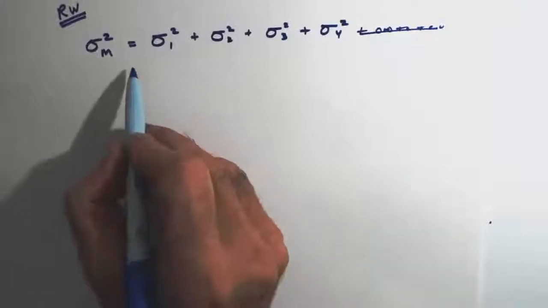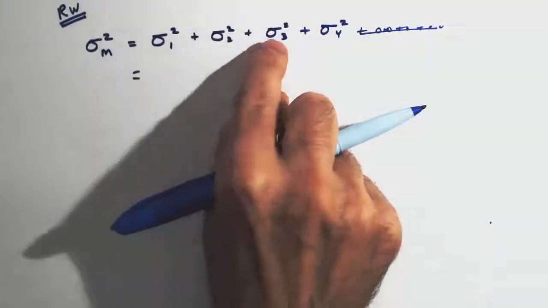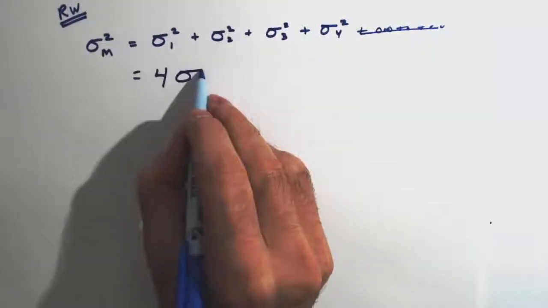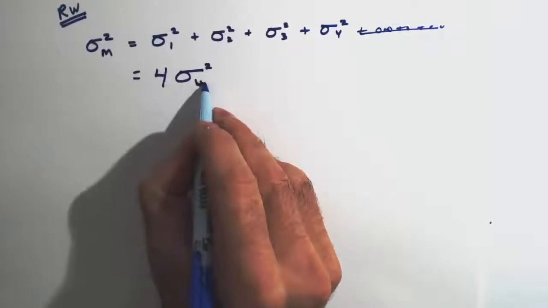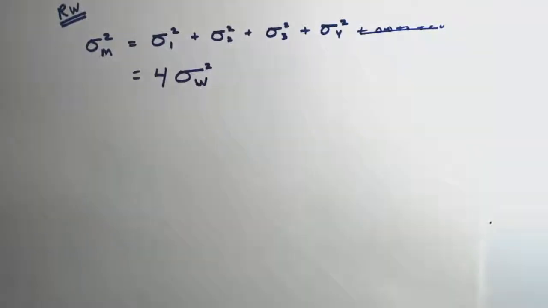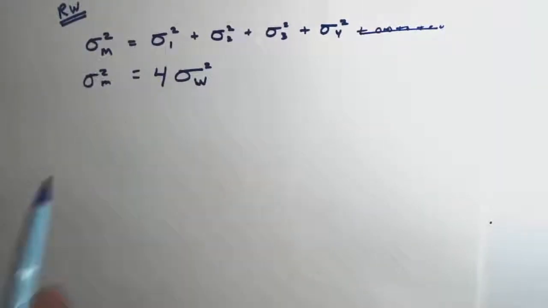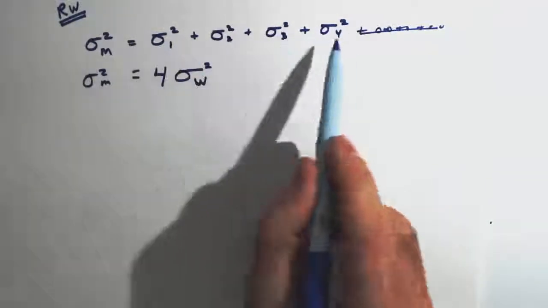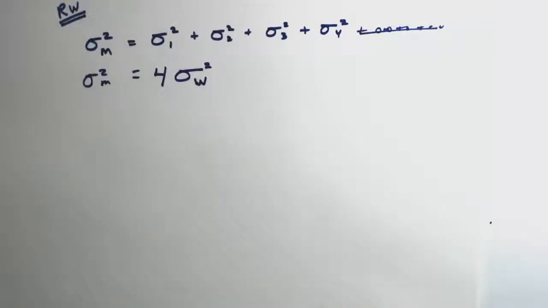And so what we have is, if we assume that the variances are the same each week, we have 4 times the variance of the average week. Okay, I'll call it W here. So the variance of 1 month is 4 times the variance of a week in that case. And I'm just multiplying, because I got 4 terms here and they're all the same amount. I'm just multiplying it by 4.